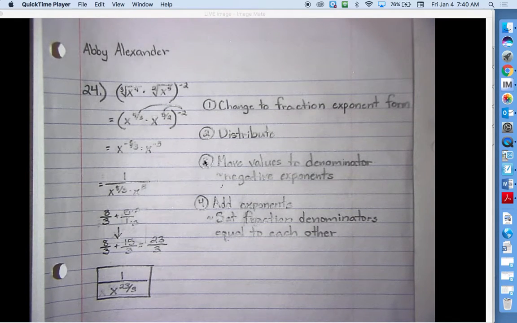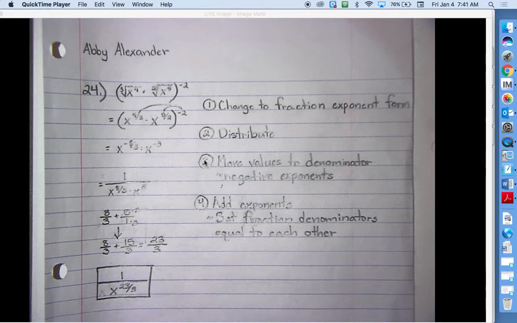And then you have to distribute the negative 2, so you get x to the negative 8 over 3 times x to the negative fifth. And then you have to move the values to the denominator because of the negative exponents. And it becomes 1 over x to the 8 over 3 times x to the fifth.